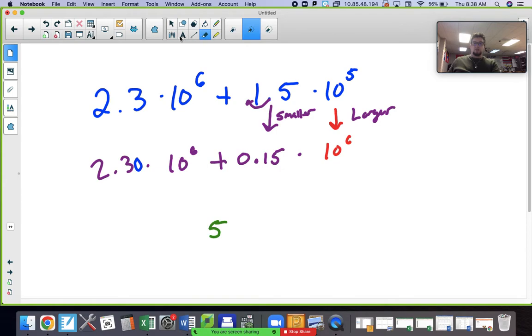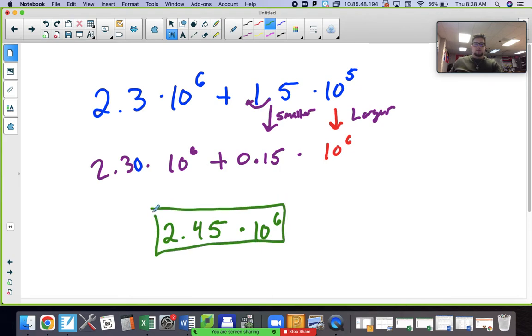1 plus 3 is 4. And then 0 plus 2 is 2. We keep the power, and now we check for scientific notation, which it is.